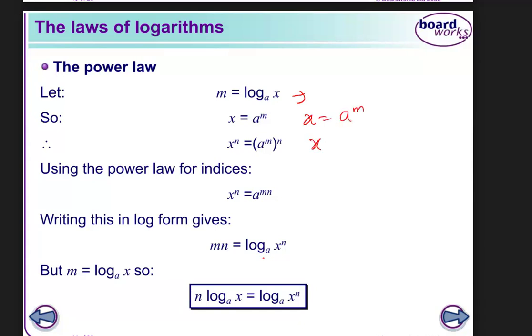So x equals a^m, and you multiply the power of n to both sides, so x^n equals a^(mn). Then if you know that this one is a^(mn), that means mn equals log base a of x to the power of n. Then n log base a x equals log base a of x to the power of n. So you put that one.